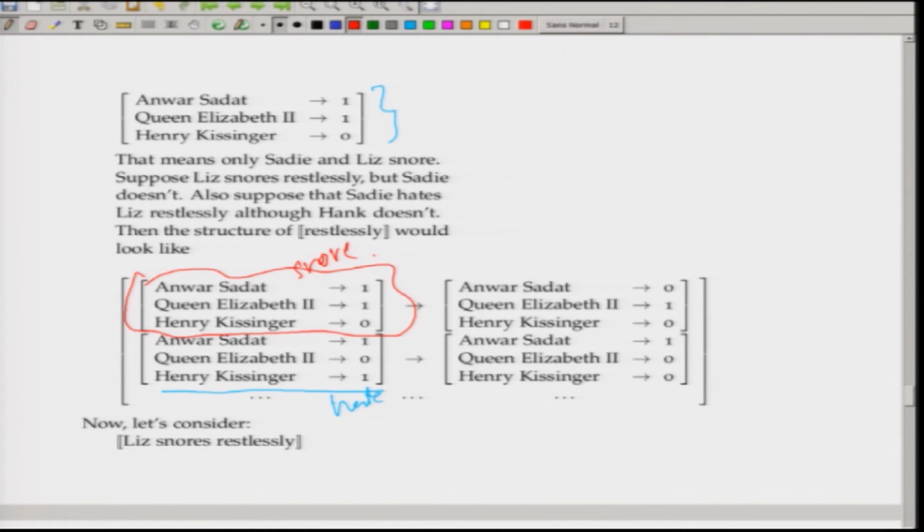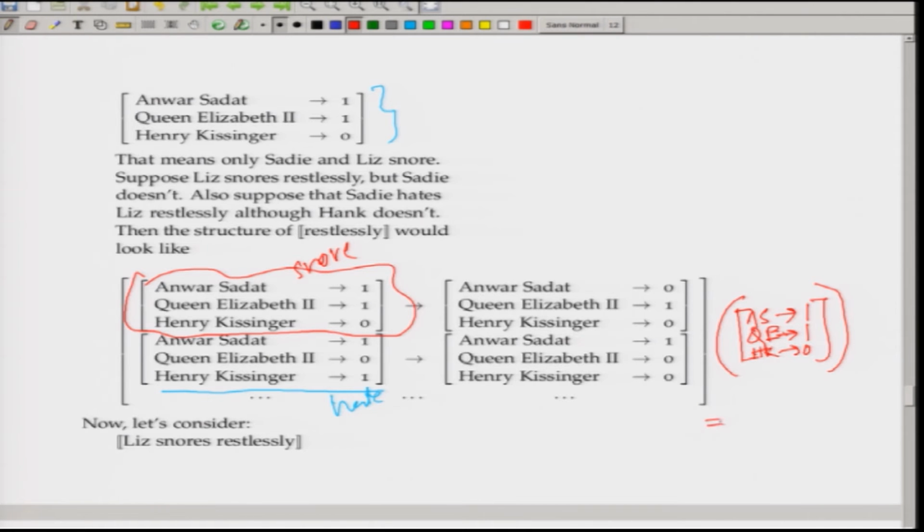Now, this complicated function is required because this function will take another function. This function will now take the snore function. What is the snore function? This will take this function as an argument, that is AS1, QE1 and HK0. And then after doing this, this will give you some other function which is once again required.